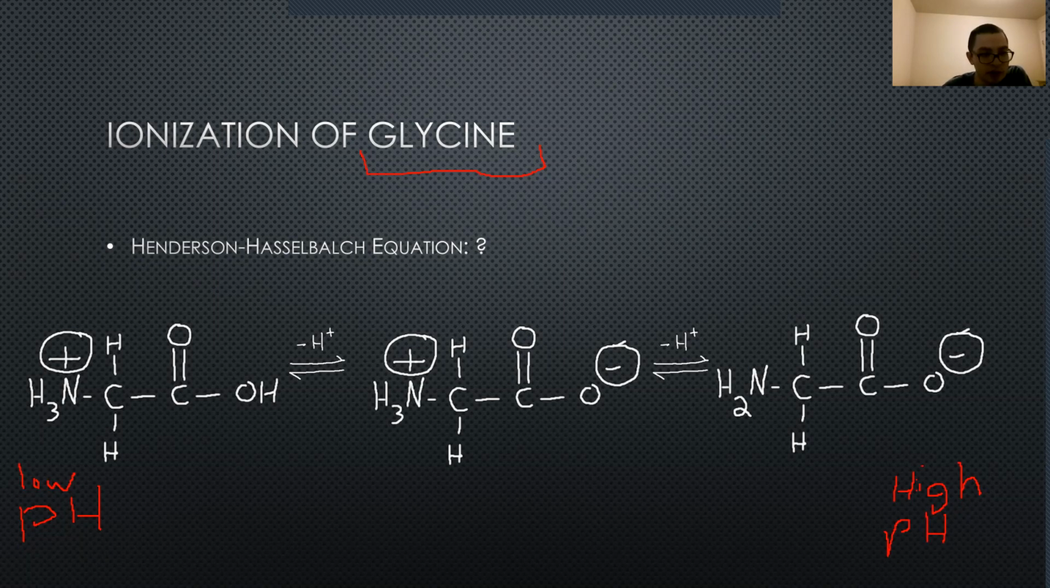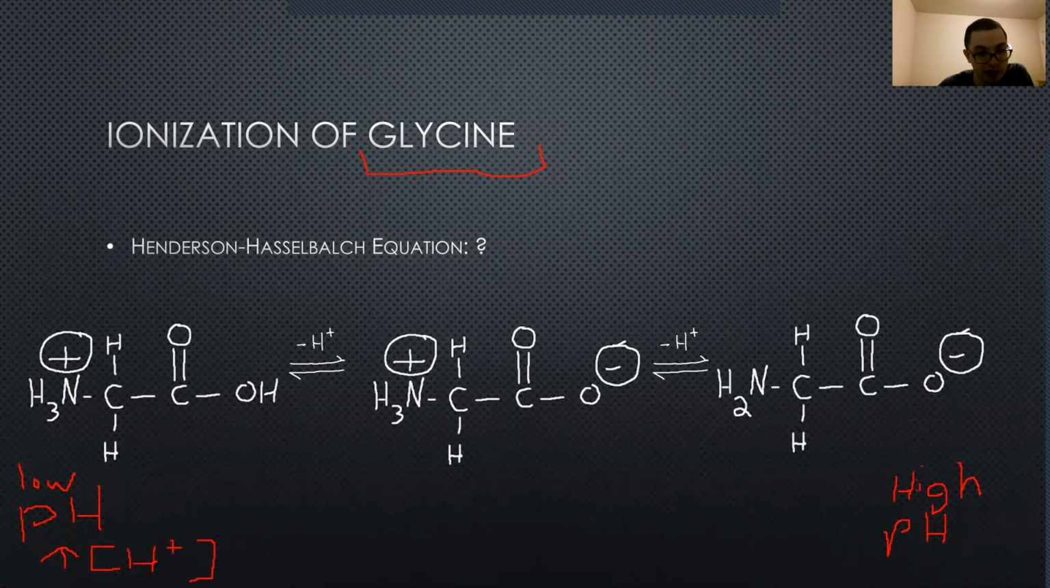So at very, very low pH, all of our groups that can be protonated are protonated. Because what does low pH mean? Low pH means that you have a high hydrogen ion concentration, right? Because pH is the negative log. So if you have a high value of something and you take the negative log of that value, it's going to give you a low number. And then at high pH, you're going to have lower H+.